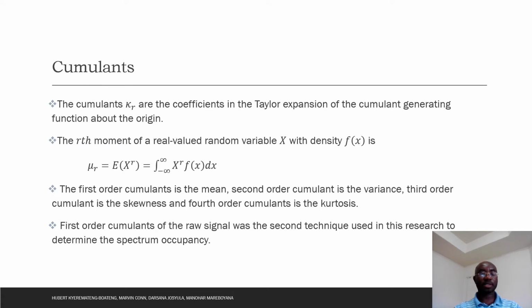Cumulants. The cumulants Kr are the coefficients in the Taylor expansion of the cumulant generating function about the origin. The rth moment of a real valued random variable x with density fx is given by this formula. The first order cumulant is the mean, the second order cumulant is the variance, third order cumulant is the skewness, and fourth order cumulant is the kurtosis. First order cumulants of the raw signal was the second technique used in this research to determine the spectrum occupancy.